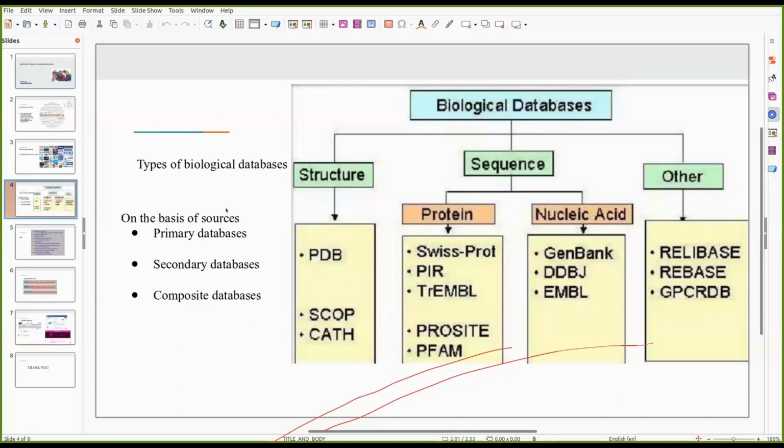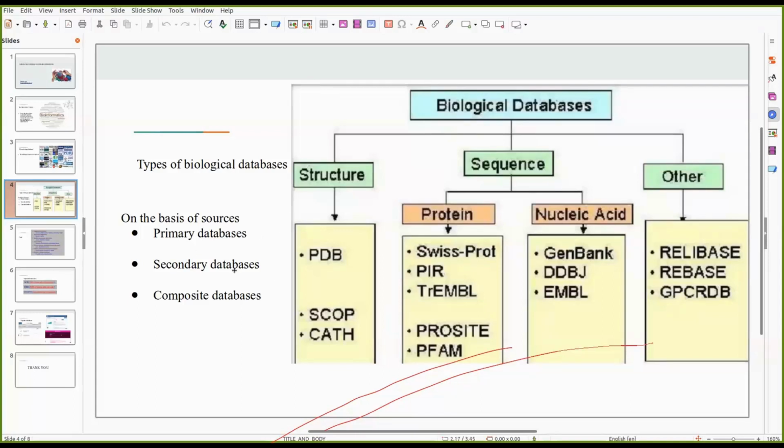The primary database is actually like raw data, where all you have is probably the crystallized structure. For example, the PDB that I mentioned, that's the Protein Data Bank. What you can get in the Protein Data Bank is crystallized protein structures, so no other experimental work has been done on them. Those are primary databases.